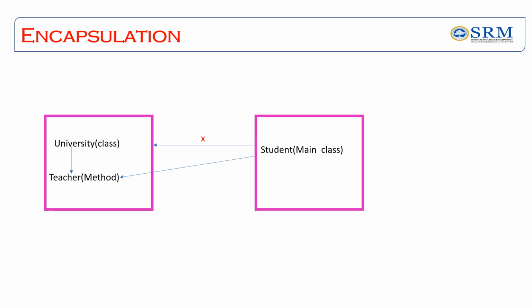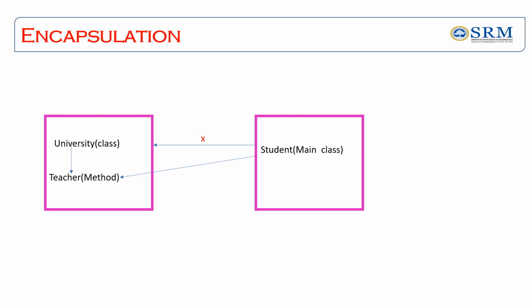To understand the concept of encapsulation, here I have given this example. Here I have two classes, one is university and another one is student. This student is the main class and university is another class. Inside the university class, I have kept teacher as a method. So here there are three key players: university, teacher and student.